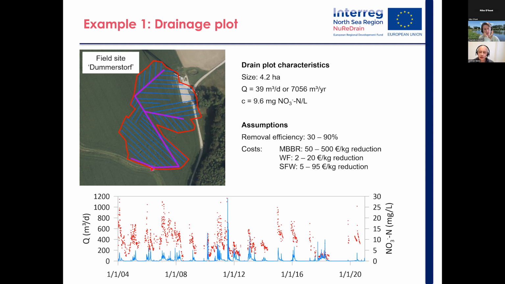This catchment, or this drainage plot, has a size of 4.52 hectare, with an average nitrogen concentration of 9.6 milligrams per liter. Let us assume that the removal efficiency of our filters varies between 30 and 90%. And the costs for the MBBR, let's say, are between 550 and 500 euro per kilogram reduction. If we would install a wood chip filter to remove nitrate, the costs are maybe between 2 and 20 euro per kilogram reduction. And for the surface flow constructed wetland, let's say it's between 5 and 95 euro per kilogram reduction.